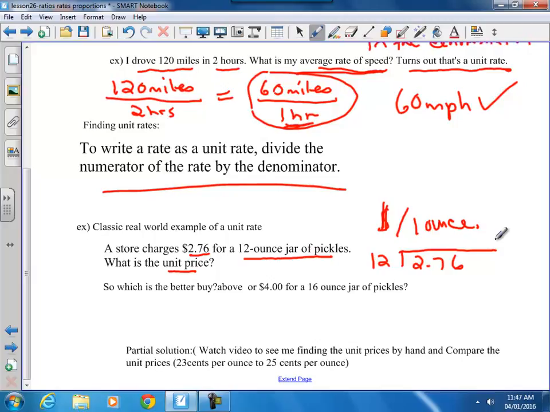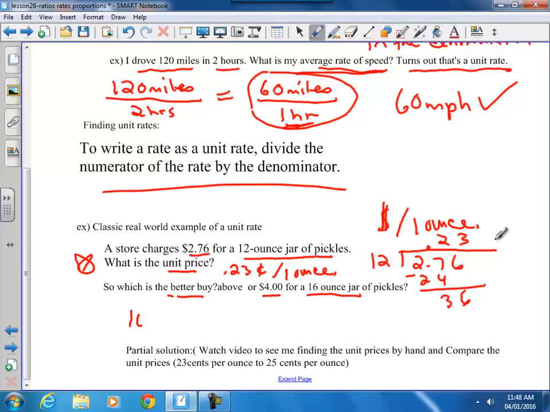Now, if you're at home and you want to use a calculator, that's okay. In this class, live, we don't use calculators, so 12 goes into 27 twice, but I would definitely practice without a calculator. 12 goes into 36 3 times. So we're looking at the unit price there being 23 cents per ounce. Now it says, so which is the better buy? This above situation or $4 for a 16-ounce jar of pickles?